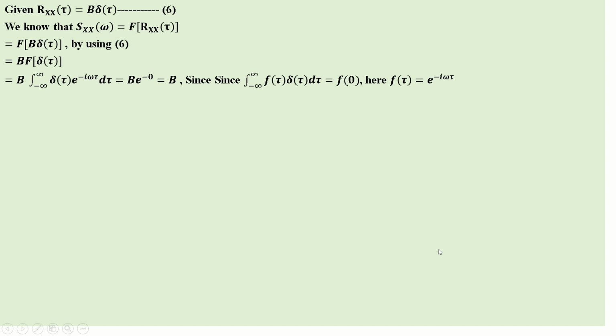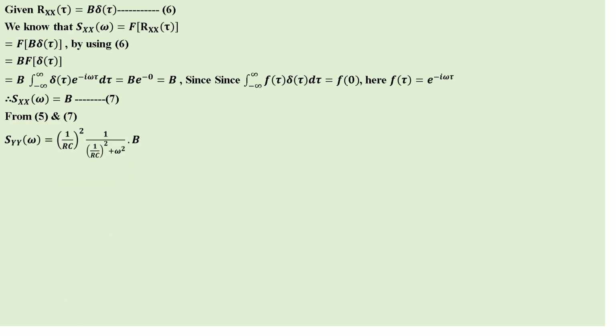The Fourier transform of delta of tau, from the definition, is b into the integral from minus infinity to plus infinity of delta of tau e power minus i omega tau d tau. That is equal to b into e power minus 0, that is equal to b. We know the integral from minus infinity to plus infinity of f of tau delta of tau d tau is equal to f of 0. Here f of tau is e power minus i omega tau. So e power 0 you will get 1, so that is b. So Sxx of omega is equal to b. That is equation number 7.